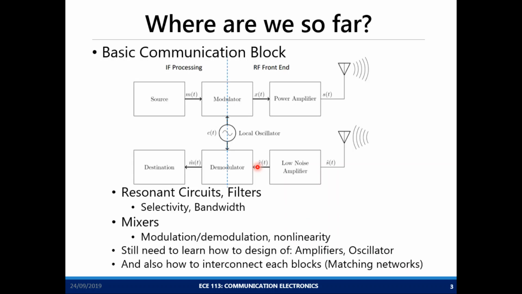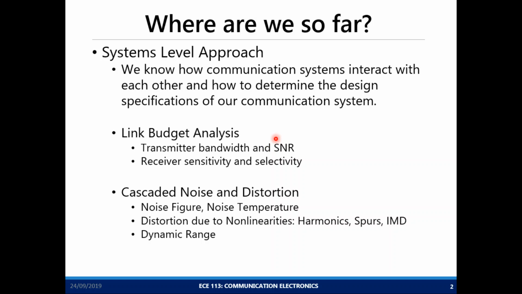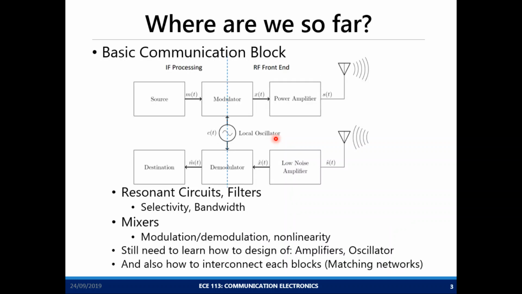We've also looked at how we create selectivity and bandwidth in the circuit by designing resonant circuits and filters. And we also talked about how to design mixers to upconvert and downconvert our circuit and transmit them through an antenna. Okay? So the system level approach deals with determining how much power we need to transmit over the free space or over the channel. Resonant circuits are used to create selectivity and so on and so forth.